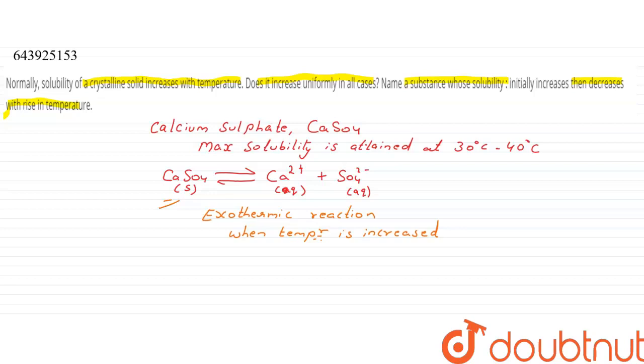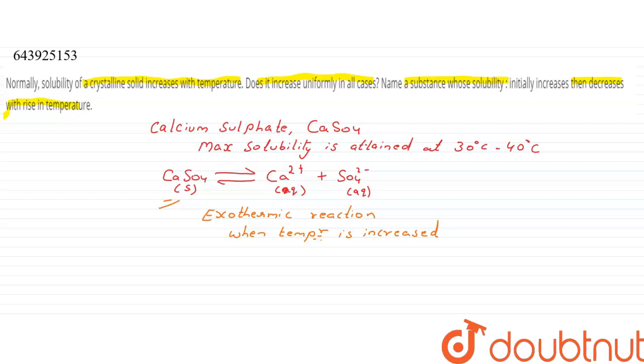Why does it shift towards the reactant side? To alleviate this stress, it shifts towards the opposite side. When it shifts towards the reactant side, what happens? Less of the solid dissociates. Less of the solid dissolves. That means there is a decreased solubility with rise in temperature.